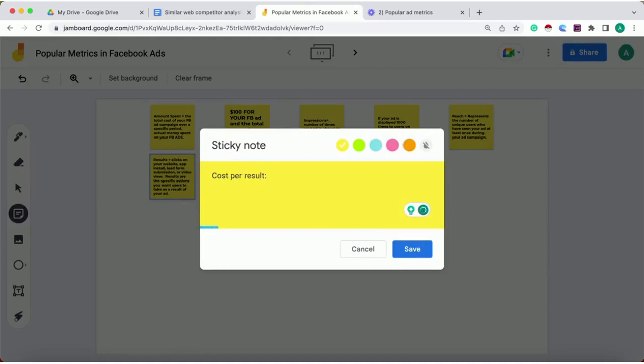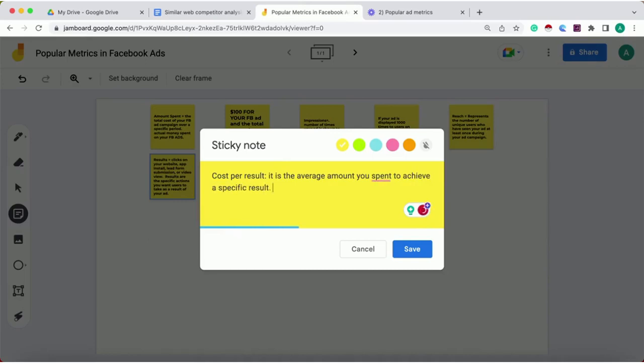Cost per result, as you can understand, is the average amount. So what is the average amount you spend to achieve a specific result? That specific result which you want from your campaign can be a click, it can be a conversion, that depends on the campaign objective. So cost per result is the average amount you spend to achieve a specific result.